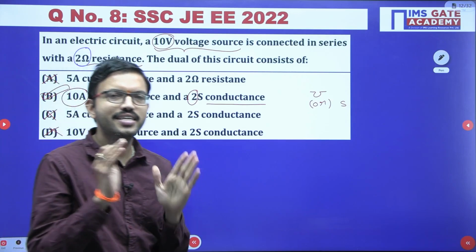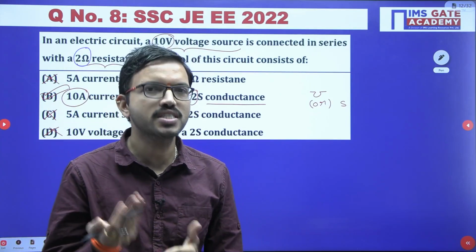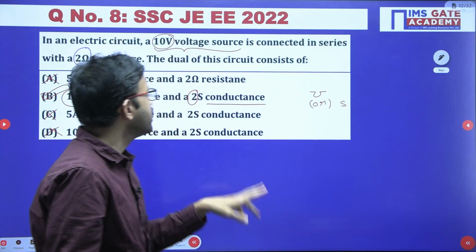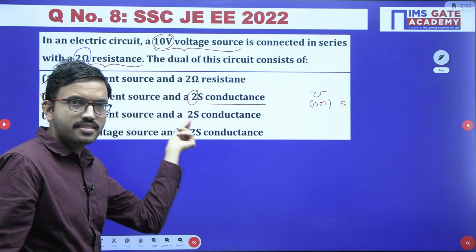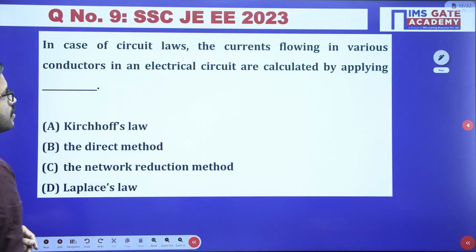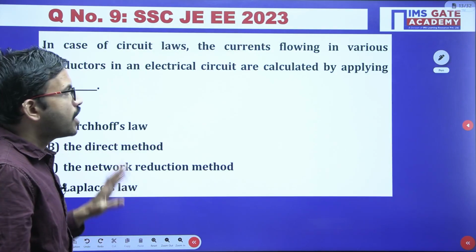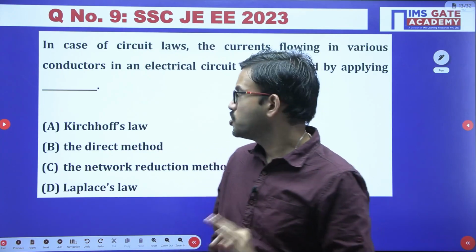Just like the dual of an inductor is a capacitor, you get the same magnitude but only the units change. In the same way, for resistance the dual is conductance; value-wise you get the same, but the units change, that's all. Okay, so up to now we have discussed the capacitor and the duality concept.